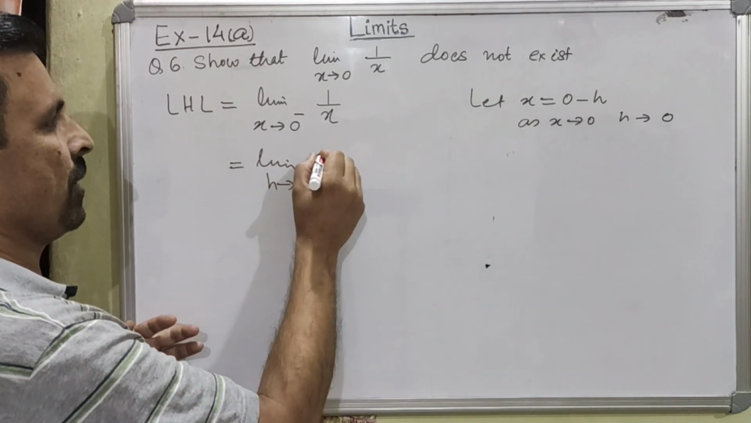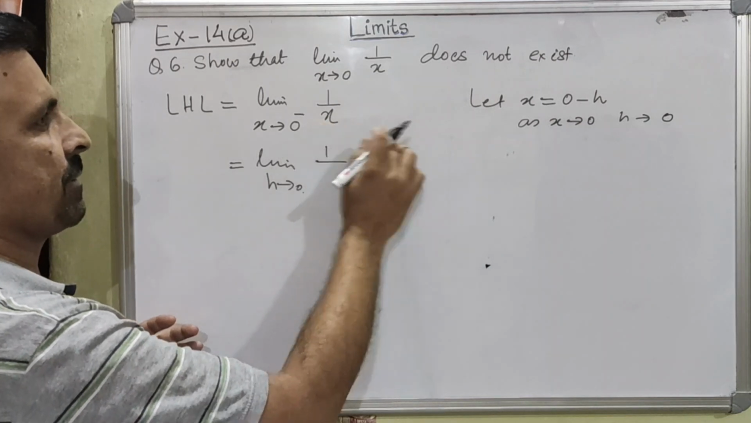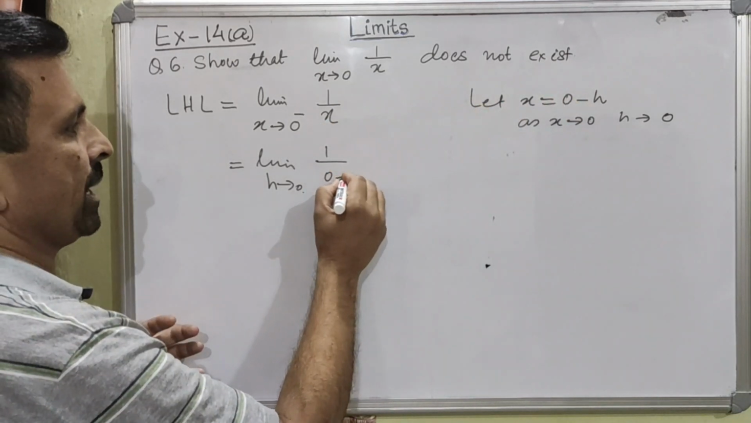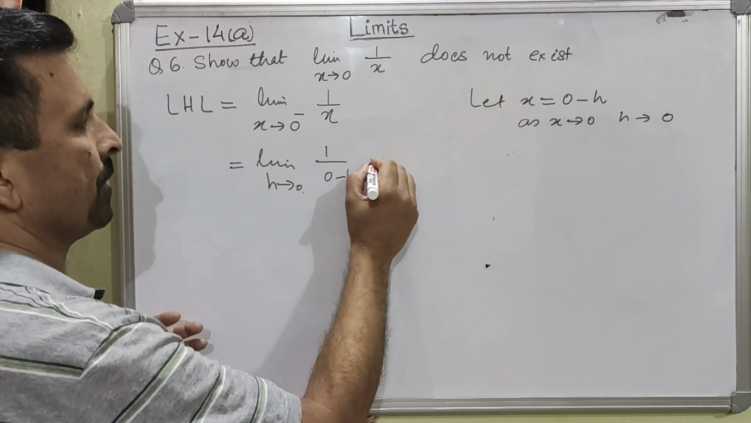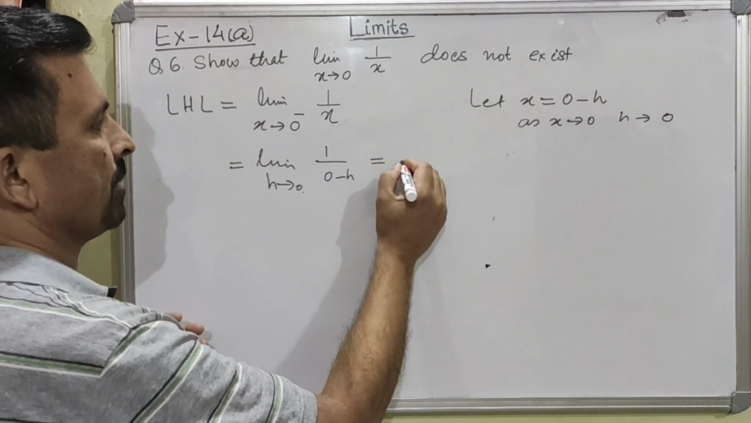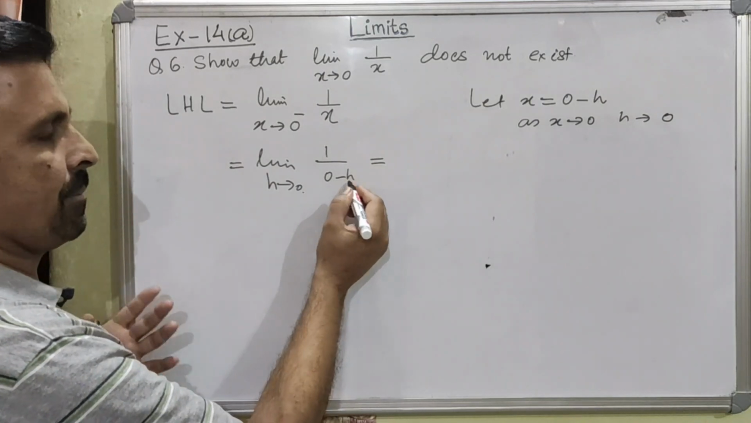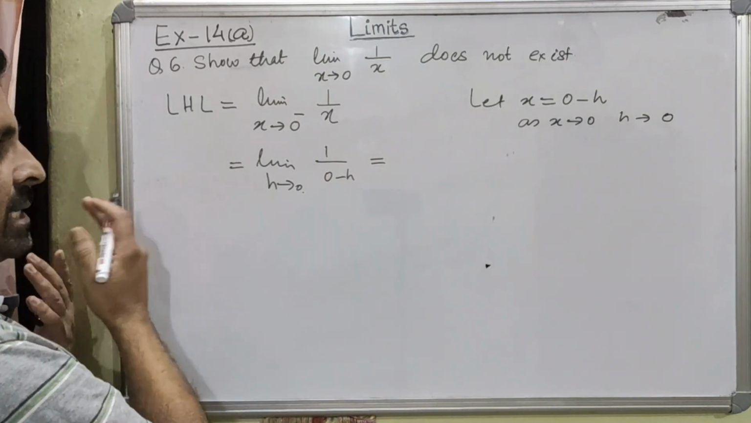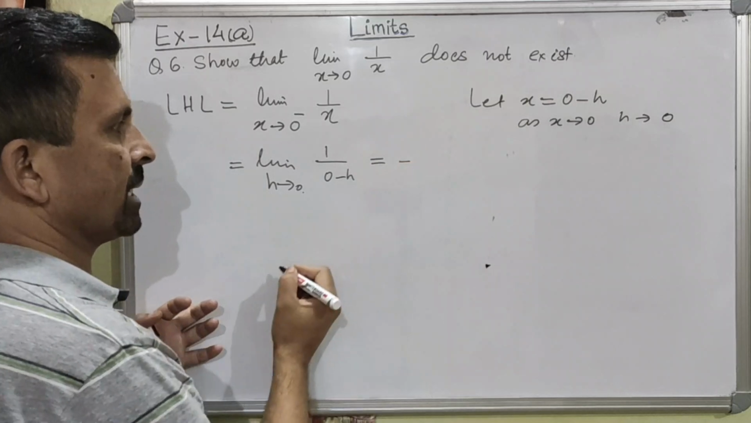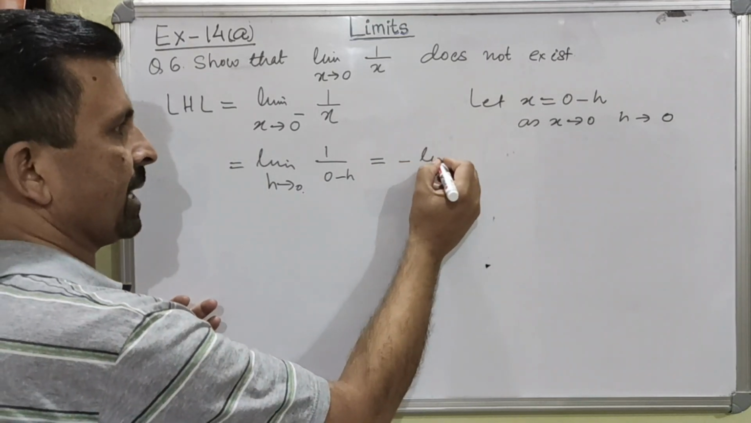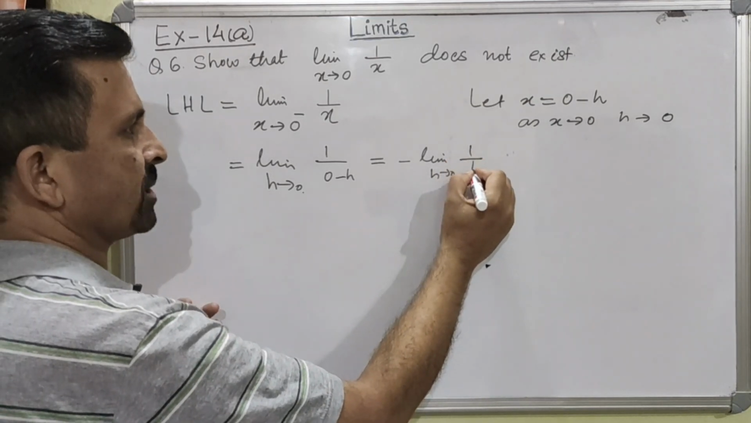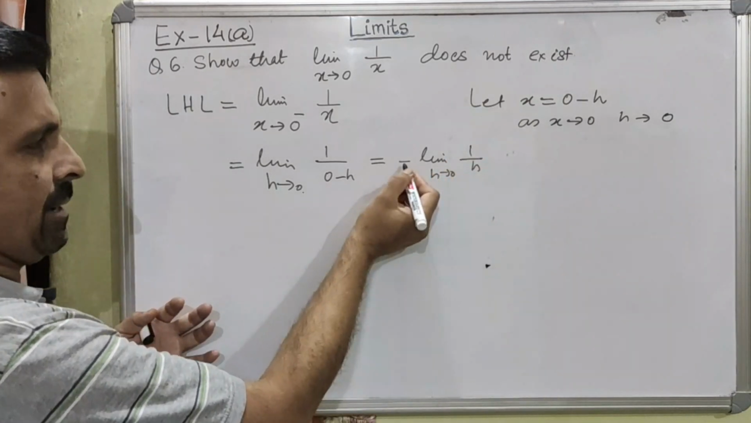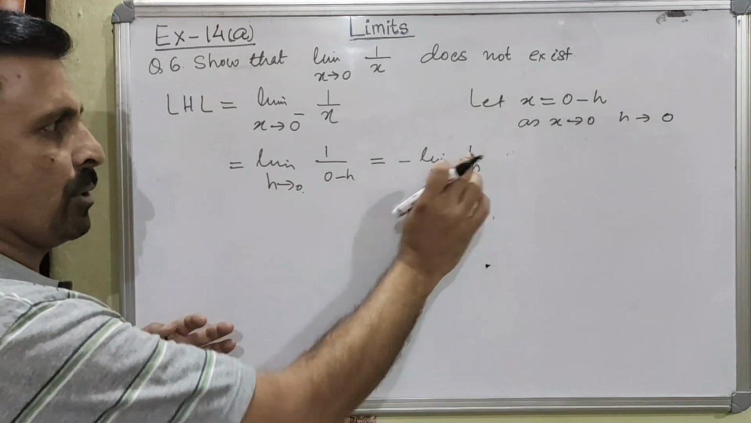Therefore we will write this as 1 over, now for x we will write 0 minus h, right? And then 0 minus h will be minus h, right? So this minus h I will take it out. Can I write this minus sign out here? And then we will write limit h tending to 0, and this is 1 over h, because the minus of this h I am writing here. Clear? Now I am going to put the value.